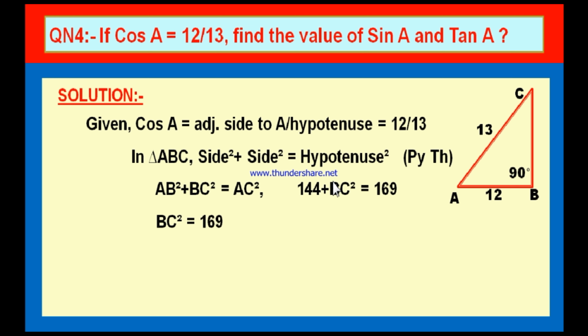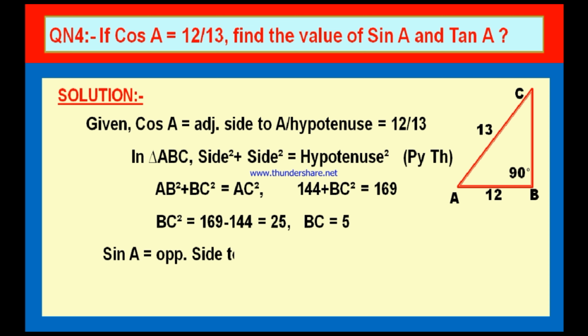Or BC square is equal to, take this 144 to the other side, 169 minus 144. If you subtract 144 from 169, you will get 25. Therefore, BC square is equal to 25 and BC is equal to root over 25, which is equal to 5 units. BC is 5 units, AB is 12 units and AC is 13 units. Since you know all the three sides of this right triangle, you can find any trigonometrical ratio now.